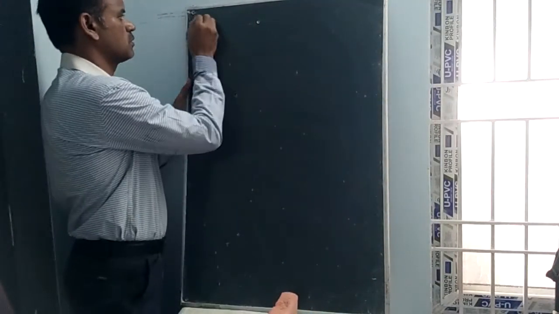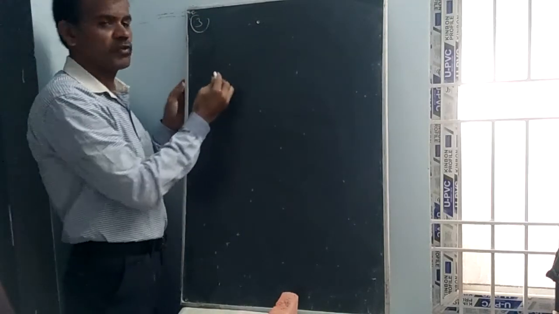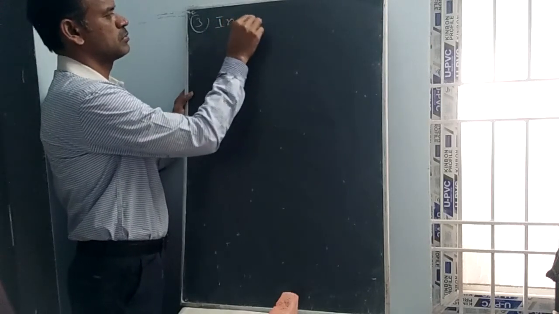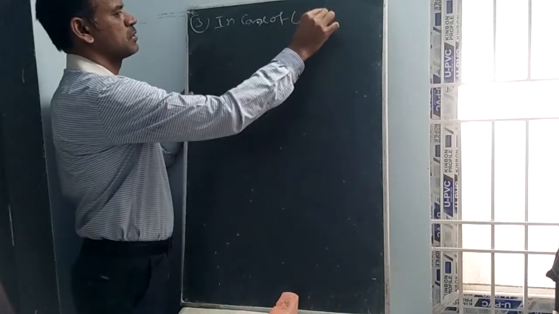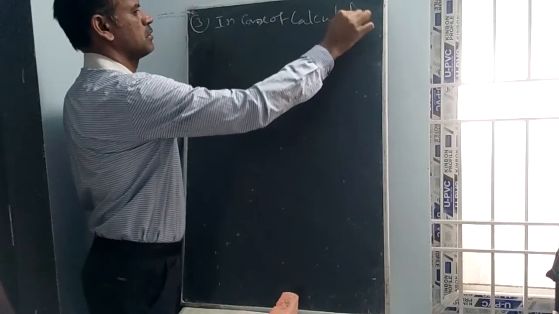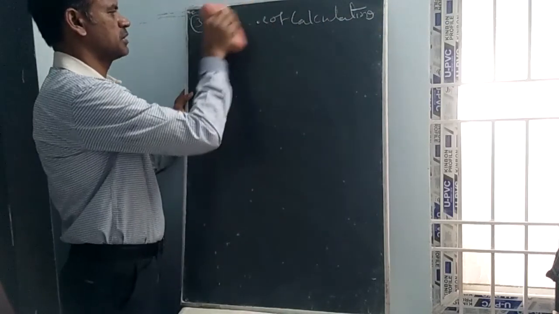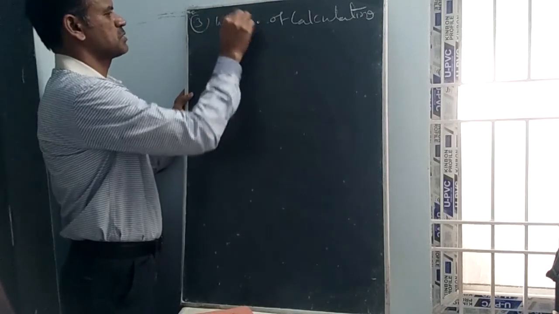Next we can write first, second, like formulas you can understand. This is the third one, in case of calculations, you can write, while calculating heights or distances.